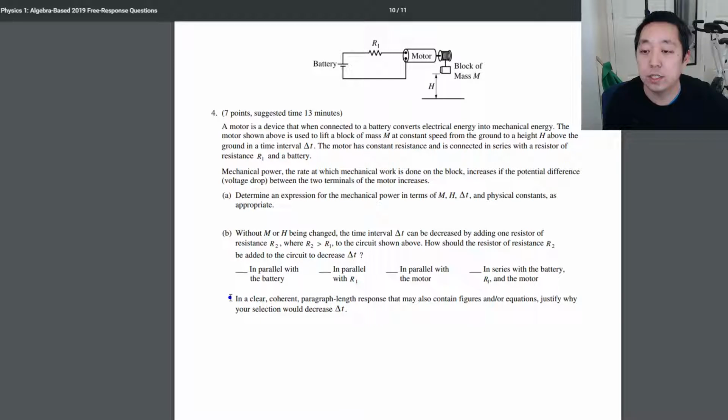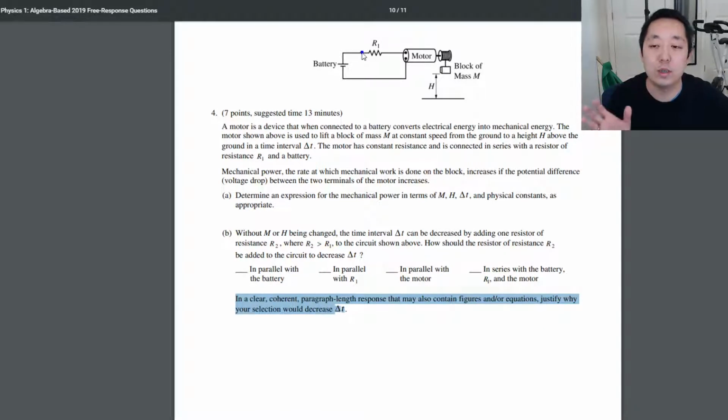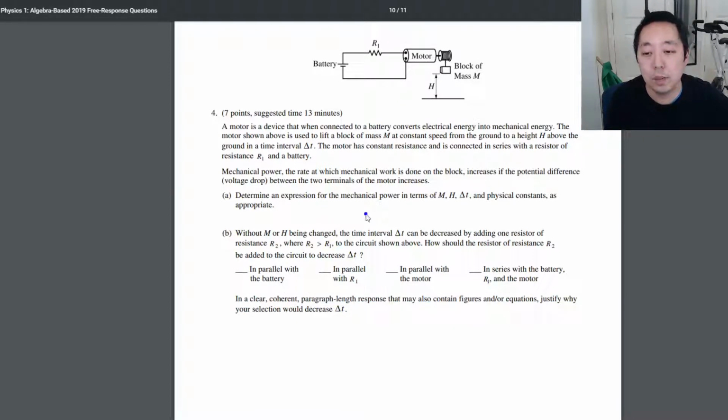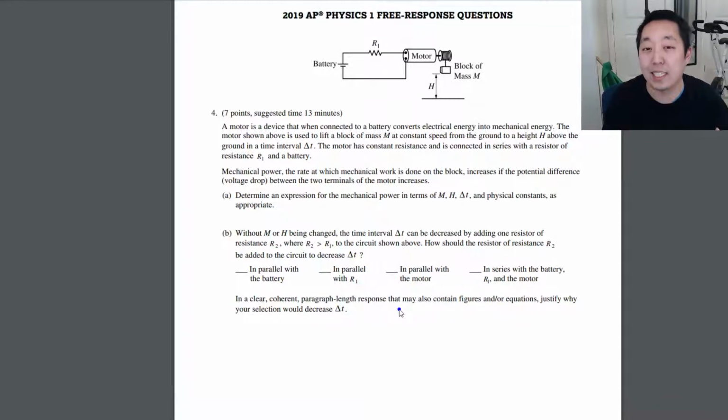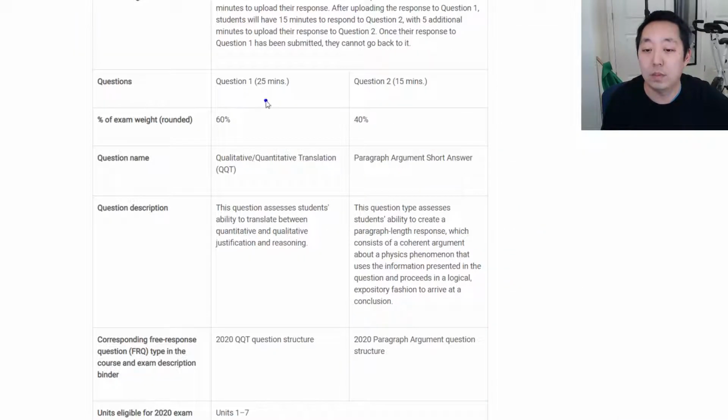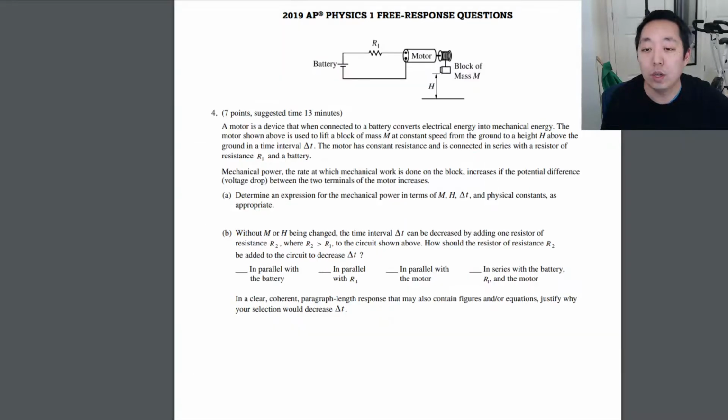So like here, you see on the question 4 exam, in a clear, coherent paragraph length response that may also contain equations, justify and so on. Okay. Now this was an E&M one, but it's of this style of question. You're going to be able to do maybe some computation, but there's going to be a section where you have to write an essay or write out what you mean, and that's what they mean by the paragraph argument short answer question. That's what that kind of question means. Okay, so they are similar.